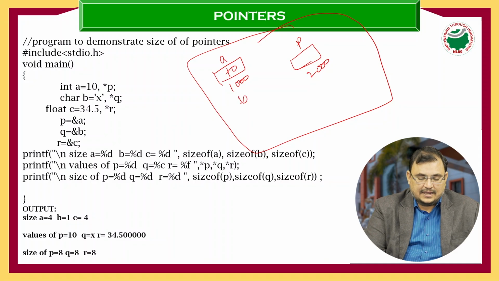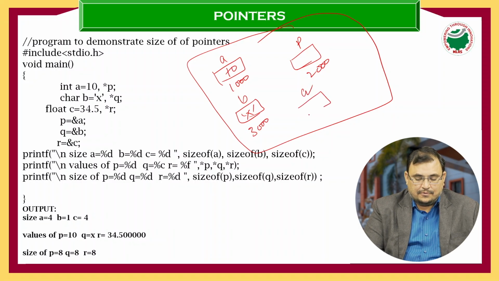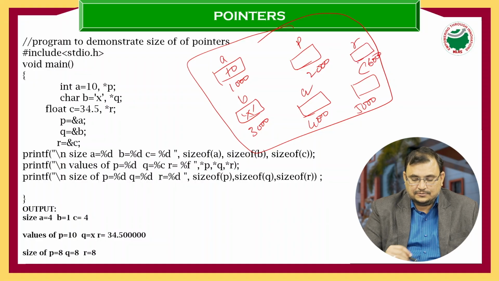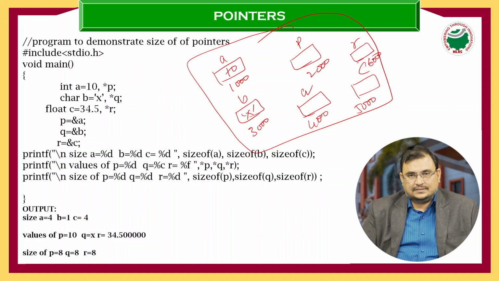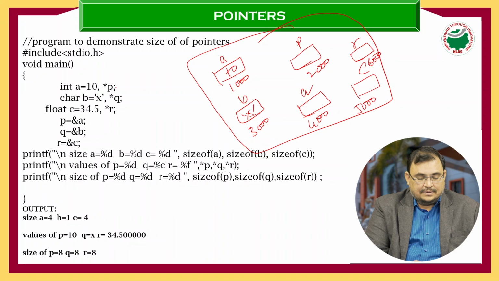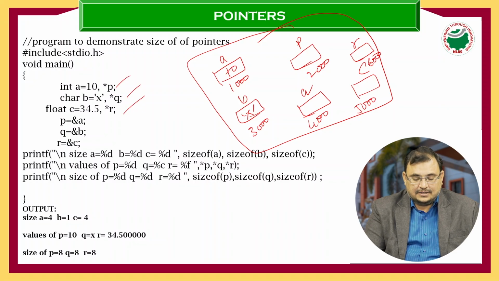I am using a character, X, stored here. The address of this is 3000, and Q is a pointer, whose address is 4000. Now I am also using a float variable stored at address 5000, and R is a floating point pointer, which is also in the same segment, at 6000. They all are near pointers. The pointers P, Q, R are all in the same segment, so they are called near pointers.